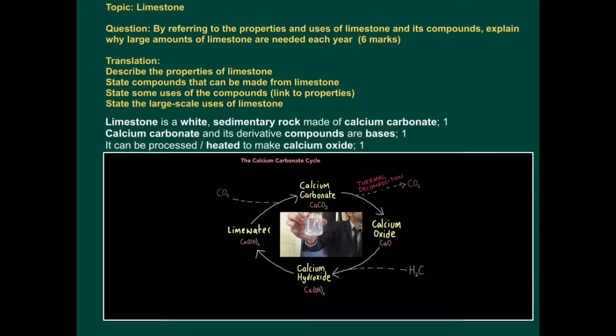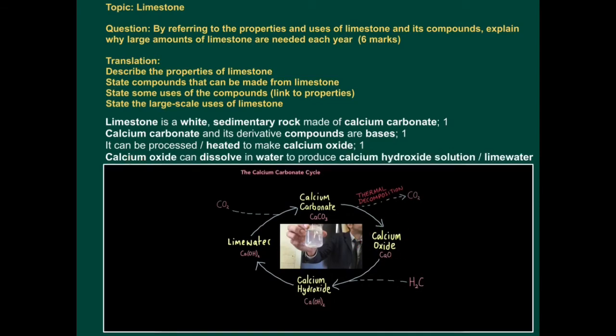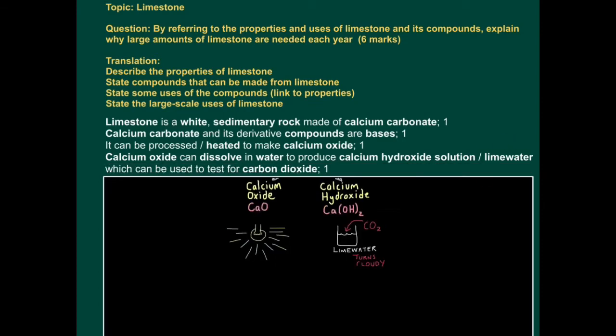So how do we make these derivative compounds? Well, limestone can be processed or heated to make calcium oxide, so we heat it through thermal decomposition, we make calcium oxide. And calcium oxide can dissolve in water to produce calcium hydroxide solution or lime water. Now we can use lime water to test for carbon dioxide because it turns cloudy when lime water reacts with carbon dioxide. So that's a use.